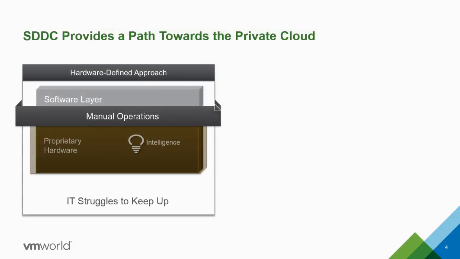But if you look at how to get to the private cloud, there are still different ways, and there are debates about how to get there. The traditional approach is the so-called hardware-defined approach, based on proprietary hardware in which a lot of intelligence sits inside the hardware, and on top of that you lay some software manually in a labor-intensive way, and you have to do manual operations. Enterprise IT finds that very hard to deal with given the speed at which the lines of business are moving and demanding services be provided.